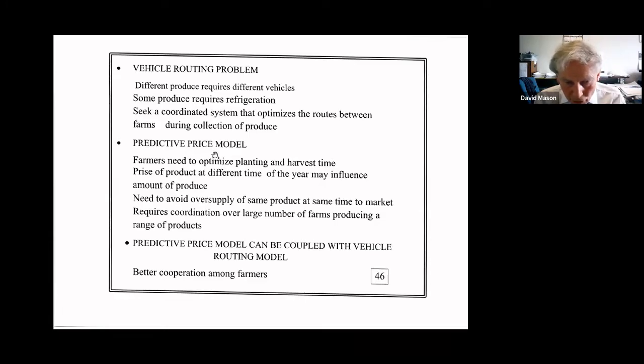So you've got the two problems, and ideally we've got to combine the two. The predictive price model can be coupled with the vehicle routing model to get the best cooperation for farmers. Now, the study group worked on the vehicle routing problem. This is still to be solved.